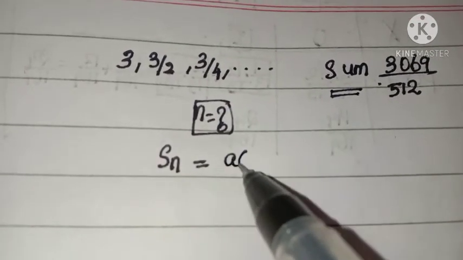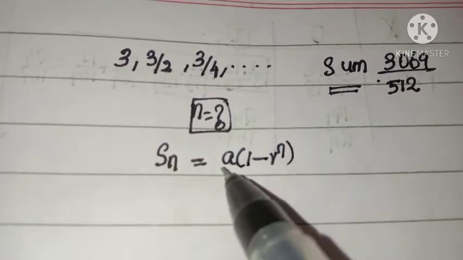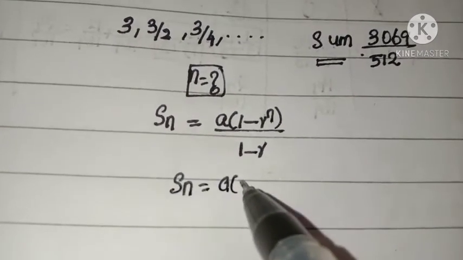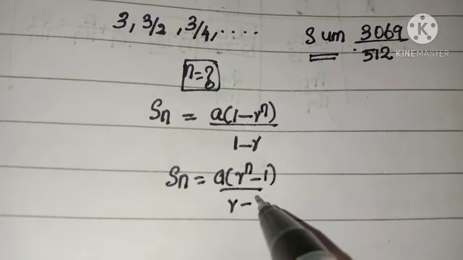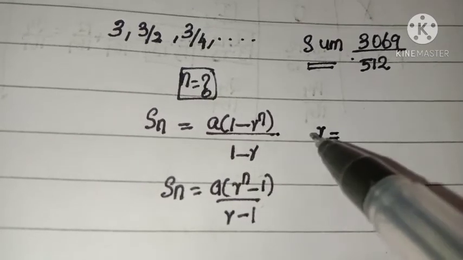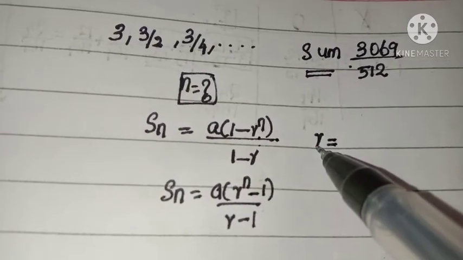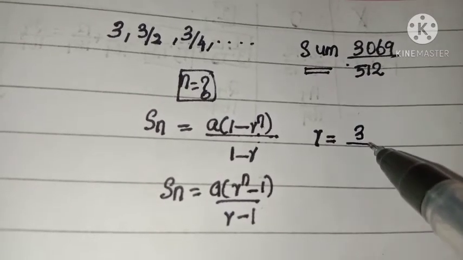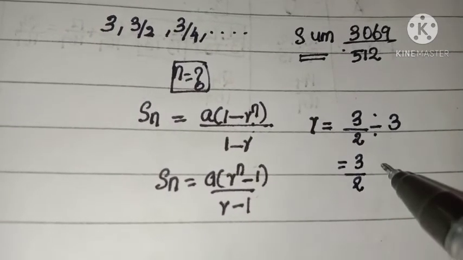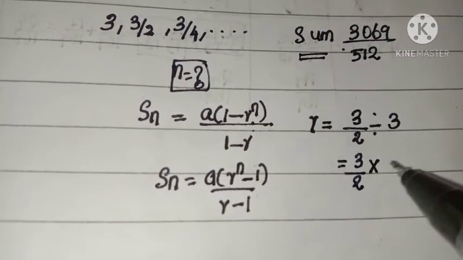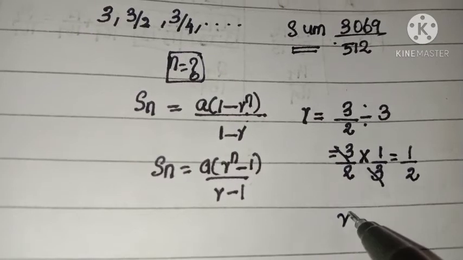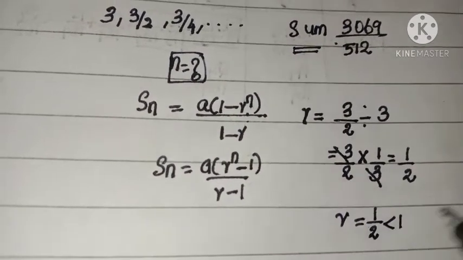So our question is, how many terms of this GP are needed to give this sum? Listen, there are two formulae to get the sum. That is A into 1 minus r raised to n by 1 minus r. Another formula is A into r raised to n minus 1 by r minus 1. To select one, we need to find what r is, because this formula depends upon the value of r. So r is the common ratio. It is obtained by second term divided by first term. So the second term is 3 by 2 divided by 3. Now write the reciprocal. Here we can cancel 3 and 3. So the common ratio is equal to 1 by 2. 1 by 2 is less than 1.